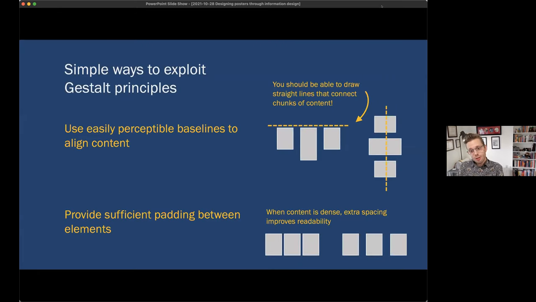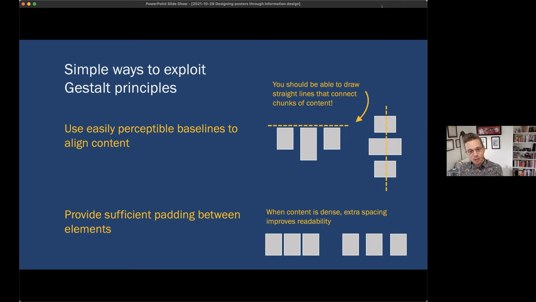So some really simple ways to exploit Gestalt principles in the context of poster and figure design is to, first of all, just use really easily perceptible baselines to align content. So when you have different chunks of content, you should be able to draw a straight line that connects all of those chunks of content together. Or you should be able to draw a straight line between several different chunks of content and have the distribution of those chunks be symmetrical around a central axis. So again, you should be able to draw straight lines between your chunks of content. So that's one really easy way to immediately improve the quality of a design.